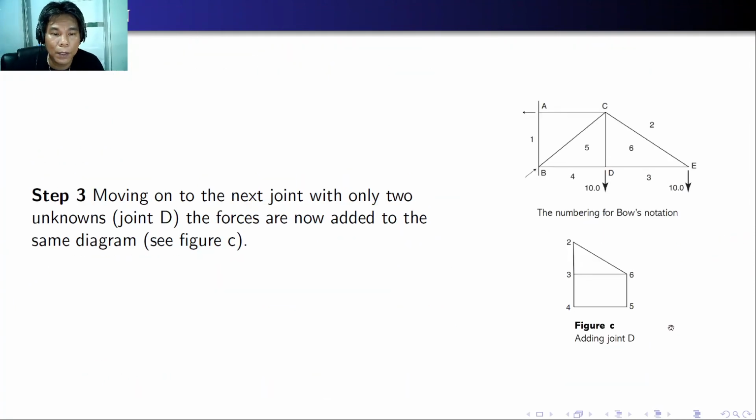Step 3, moving on to the next joint with only 2 unknowns, that is joint D. The forces are now added to the same diagram. So from joint D, we have 3-6, and then the force 10, which is 3-4, going down. Then the member DB, or 4-5, that is horizontal, and then 5-6, which is vertical. So this is the complete diagram for joints E and D.